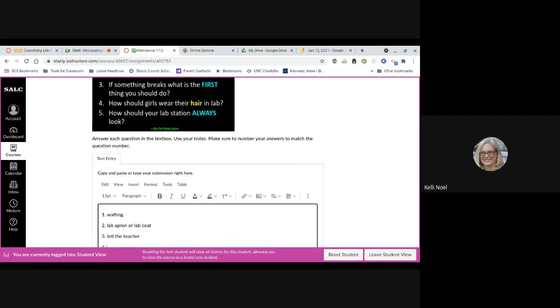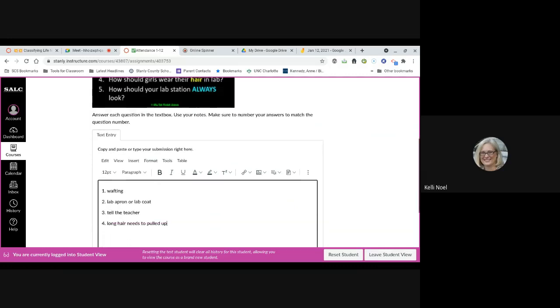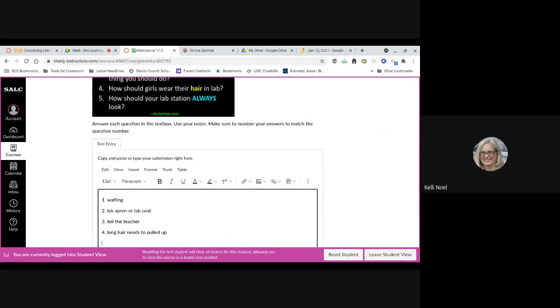How should girls wear their hair in lab? And this could be guys who have long hair. So if you've got long hair that is probably longer than what mine is here, you would want to wear it up in a ponytail. So long hair needs to be up so that it will not get into any of the substances.